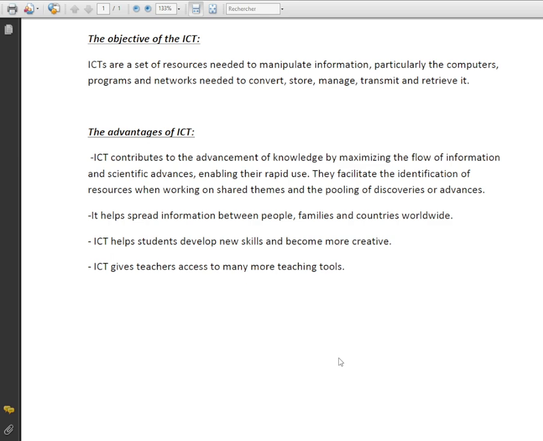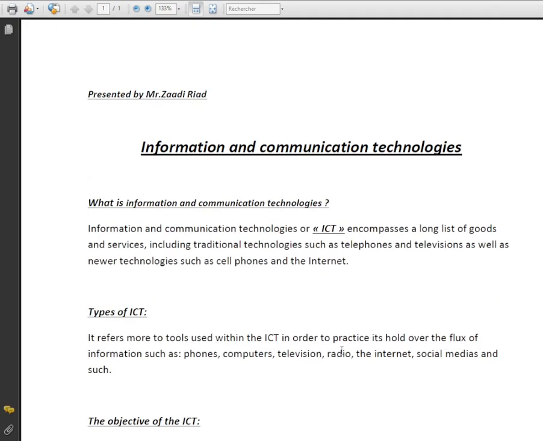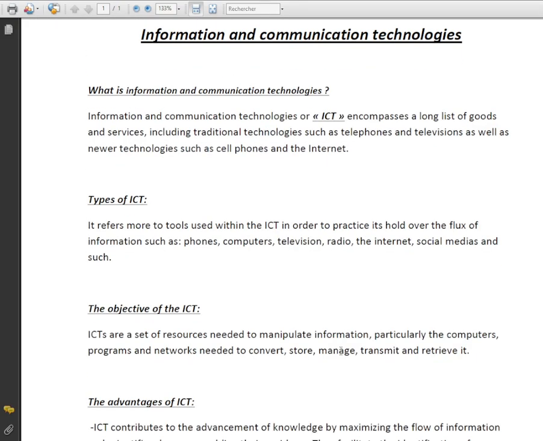So there are basically infinite advantages through the use of ICT. And with that, we've pretty much summed up the most important parts of ICT.